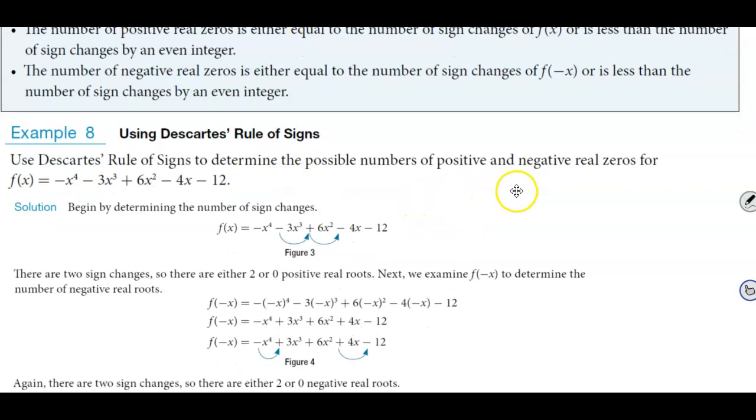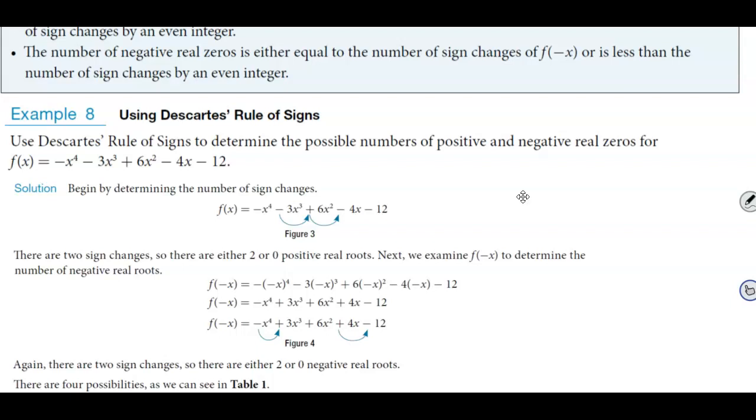So by determining the number of sign changes, if we look at the function f of x, we go from negative x to the fourth to a negative 3x cubed. So the sign doesn't change there, but it changes from negative 3x cubed to plus 6x squared. So therefore that's one sign change. Now going from plus 6x squared to minus 4x, again, that is our second change. And then from negative 4x to minus 12, there isn't a sign change. So there are two sign changes. So there are either 2 or 0 positive real roots.